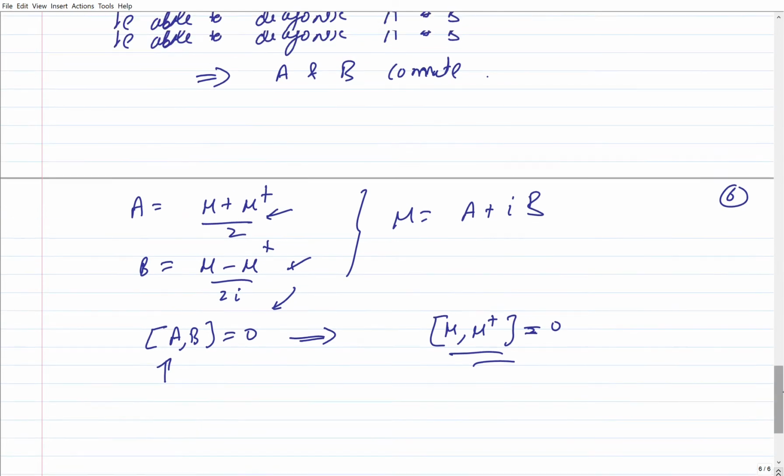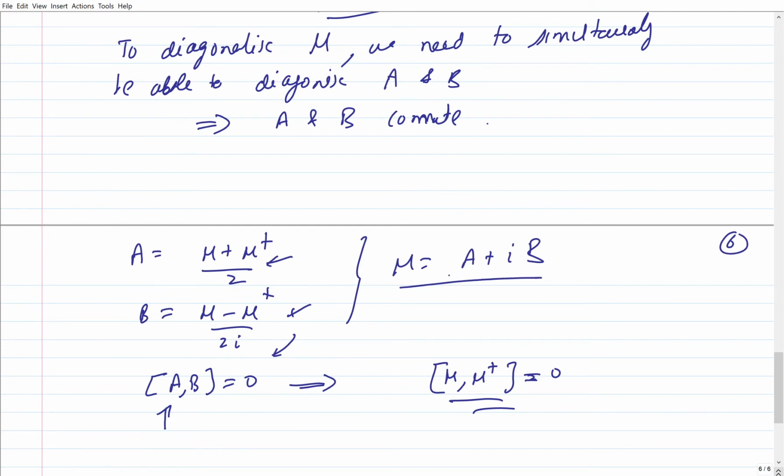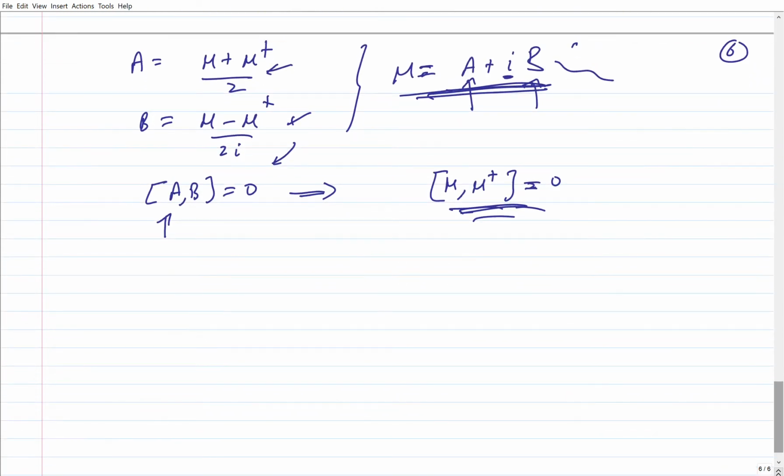So mind you, this is the way you can decompose any arbitrary matrix as a sum of two Hermitian matrices with a complex number. This is much like breaking down a complex number into real and imaginary parts, very akin to it. You can do it for matrices also. That yields me this condition. So normalcy implies diagonalizability and diagonalizability implies normalcy. So that was a good part, we just did that.